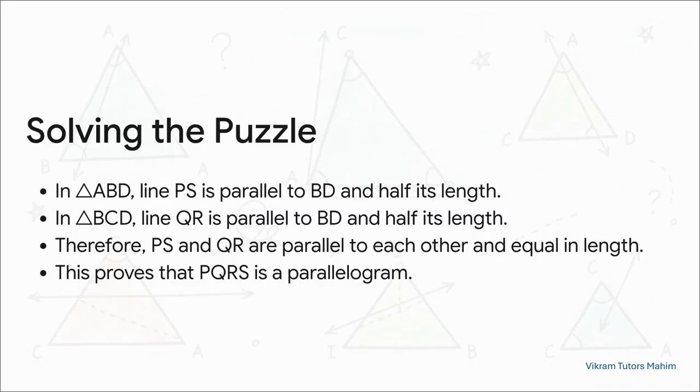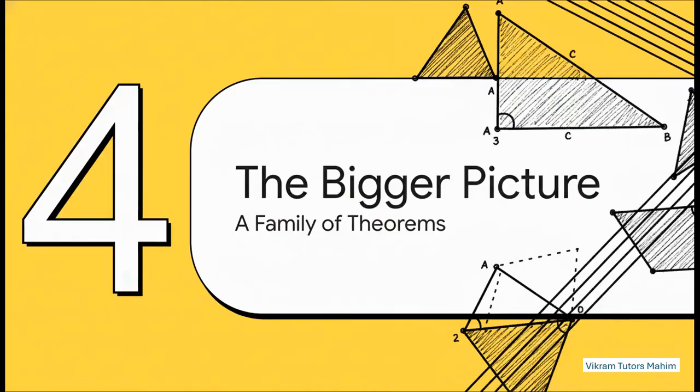Okay, so let's follow the logic. In that top triangle ABD, our theorem tells us that the line PS is parallel to the diagonal BD and it's half its length. Got it. Now look at the bottom triangle BCD. The theorem tells us that QR is also parallel to BD and also half its length. So wait a second. If PS and QR are both parallel to the same line and they are both equal to the same length, well then they have to be parallel and equal to each other. And any four-sided shape with one pair of opposite sides that are both parallel and equal is, by definition, a parallelogram. And just like that, problem solved. So think about what we just did. A simple rule for triangles helped us crack a complex problem about quadrilaterals.